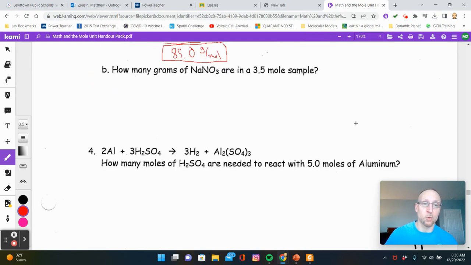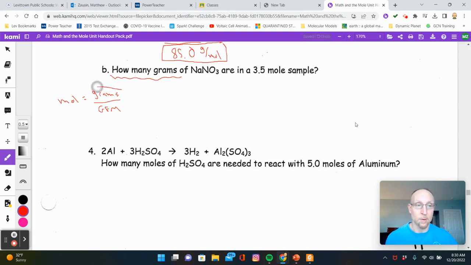Now, once we know how much 1 mole weighs, we can figure anything else out from here. So now we have: how many moles of NaNO3 are in a 3.5 mole sample? Remember, moles equals grams over the gram formula mass. We always know the gram formula mass, so we're either solving for the moles or we're solving for the grams.